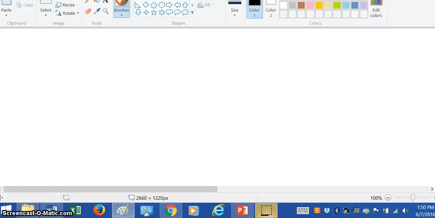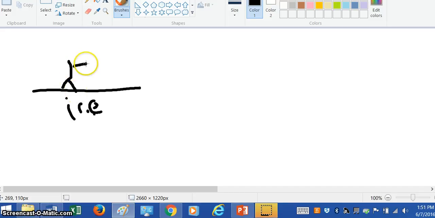Alright, so let's do a conservation of momentum problem. The basic idea, all these are pretty much the same. Let's say that this is ice. This is an ice surface, and there's, let's say, a child standing on the ice and holding her hands out. I can't draw very well.